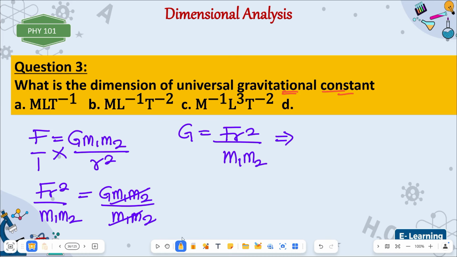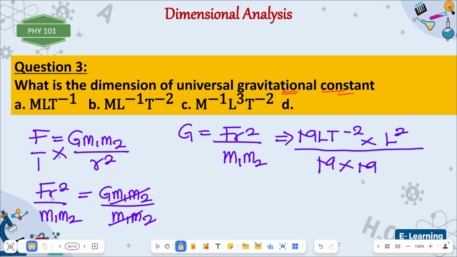Now, let's look at this critically. Dimension for force, MLT minus 2. Radius, arrow, the dimension is what? L squared, because it's arrow squared, divided by M1 and M2, which are the masses, which is M times M. All right? Because M1 is mass, dimension is capital letter M. M2 is also mass, the dimension is capital letter M.